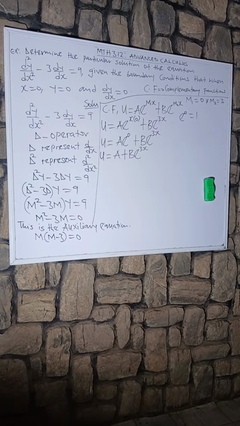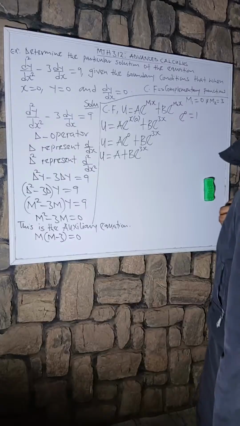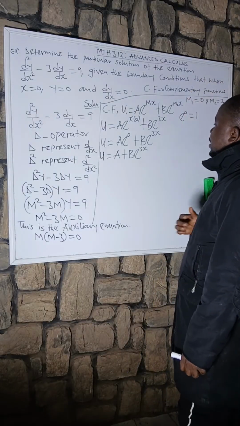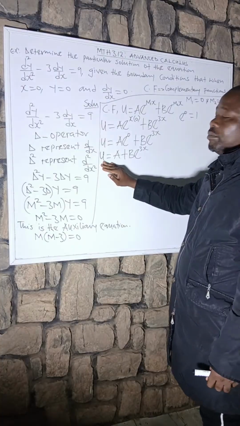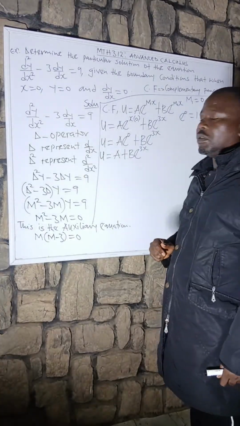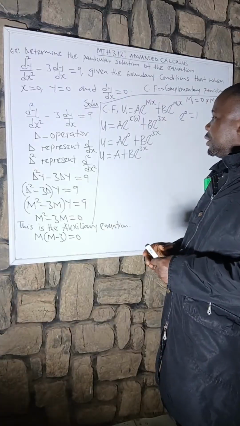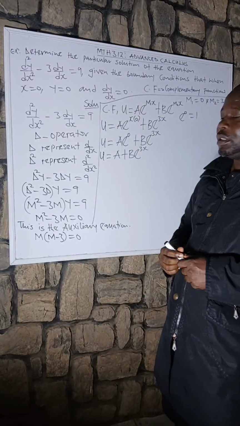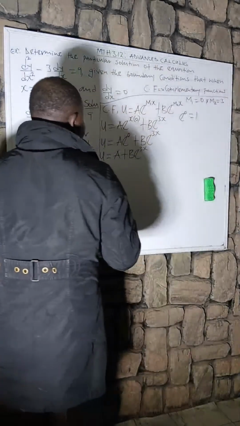Okay. So if there's no question, it means we can proceed, right? If there is no question, let's proceed. So it means we're able to find our complementary function. So let us consider particular integral. Is that clear?